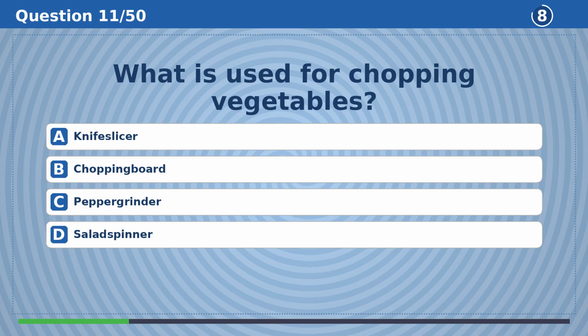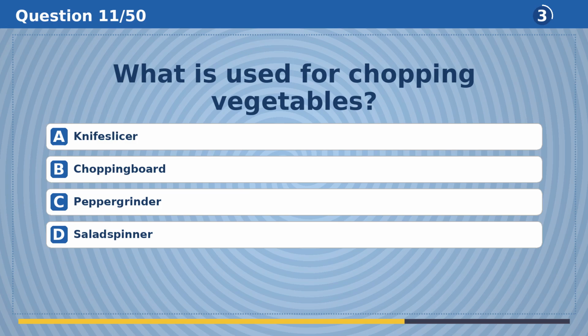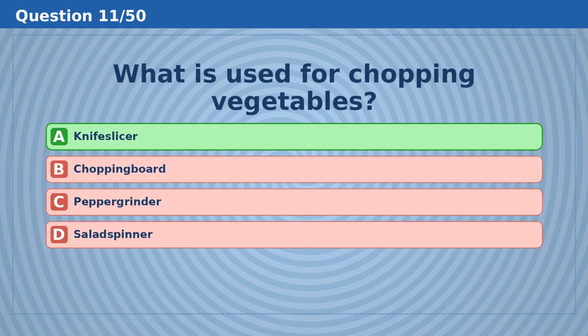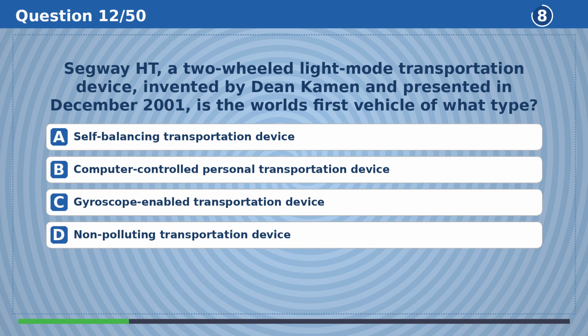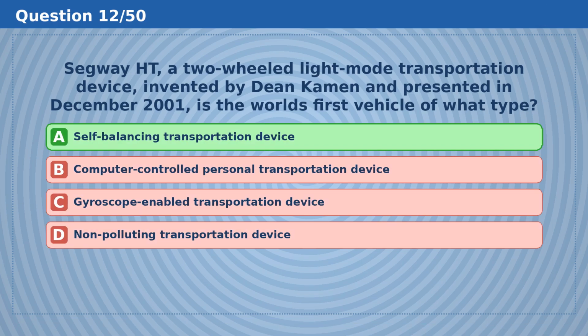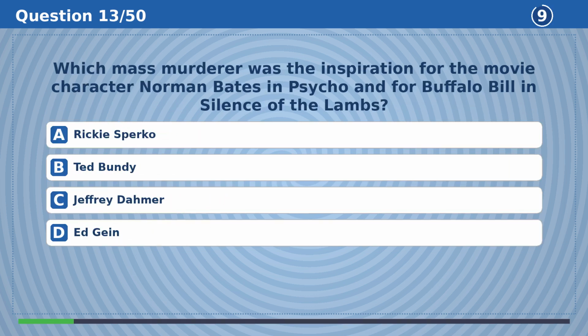What is used for chopping vegetables? The answer is A. Knife scissor. Segway HT, a 2-wheeled light-mode transportation device invented by Dean Kamen and presented in December 2001, is the world's first vehicle of what type? The answer is A. Self-balancing transportation device.